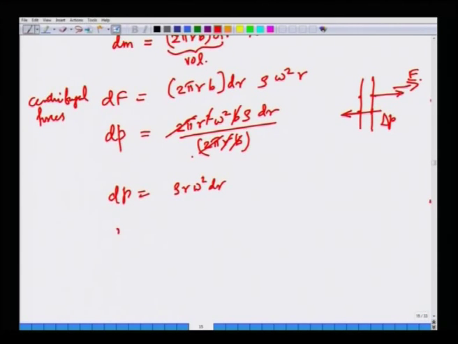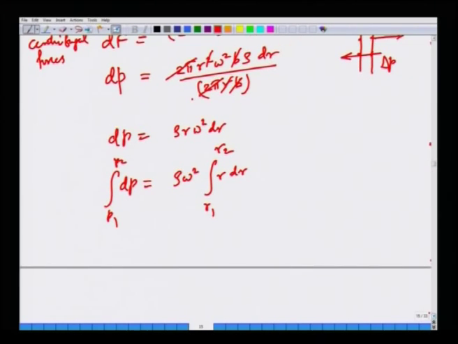So, if I want to find the pressure distribution or difference between any 2 points, I integrate this over the 2 points. Between P1 and P2, between any 2 radial locations R1 and R2, no longer small, the integral is of r dr. So, this implies P2 minus P1 is rho omega squared by 2 times R2 squared minus R1 squared. This is after integration.